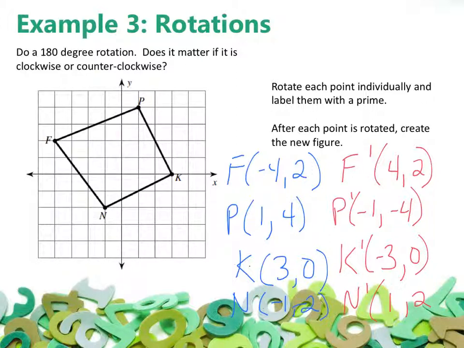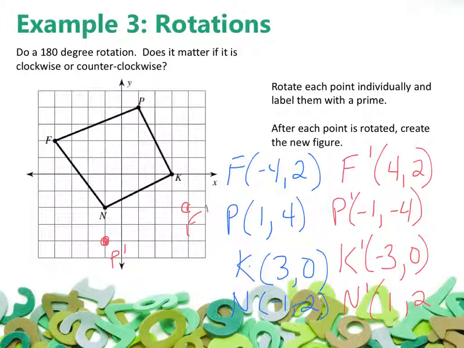Now notice that F is in the second quadrant, so we know it's going to end up in the fourth quadrant because that's 180 degrees around the origin. So let's go ahead and plot that. We go 4 and negative 2. Right. P is in the first quadrant, and so it's going to end up in the third quadrant. And so P is going to become negative 1, negative 4. 2, 3. There's 4. It's P prime.